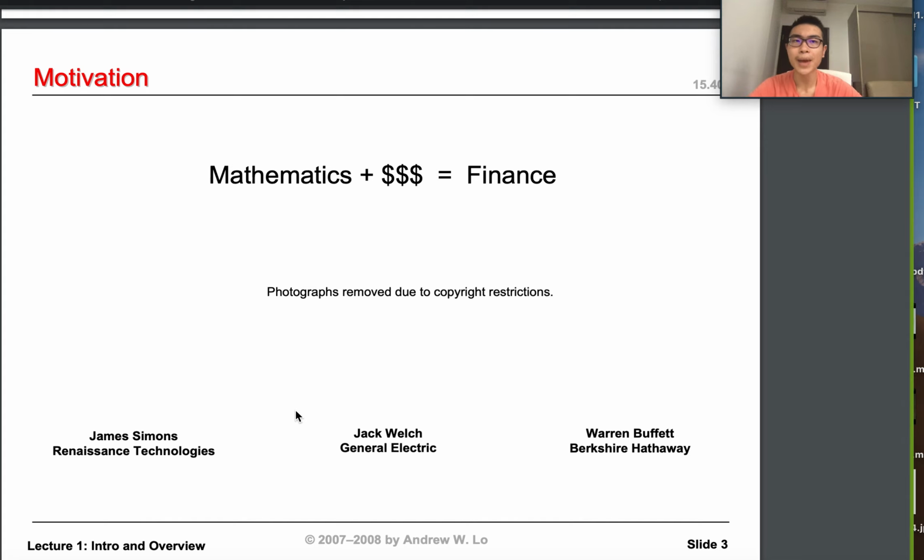Therefore, you may be a math major, you may be a business major, you may be an engineering major, you may be a science major. There's no reason to say you can't succeed in the field of finance.